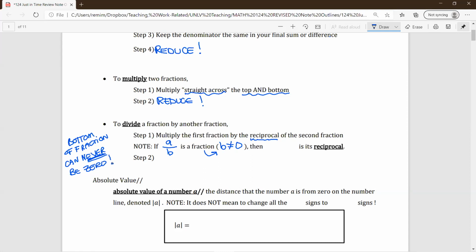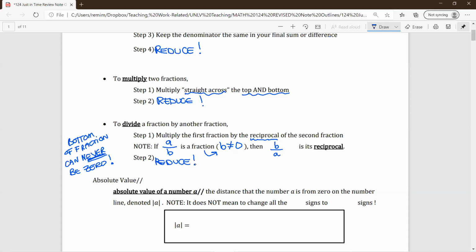The top can be zero, the numerator can be zero, but the denominator can never be zero. So that's why I wrote that B cannot equal zero, because B is the denominator of the fraction. So we have a fraction A over B. Then the reciprocal of that fraction is B over A. That's what it means by the reciprocal. So if you want to divide a fraction by a fraction, you take the first fraction and multiply it by the reciprocal of the second fraction. And then once you've done that, step two, reduce as always.